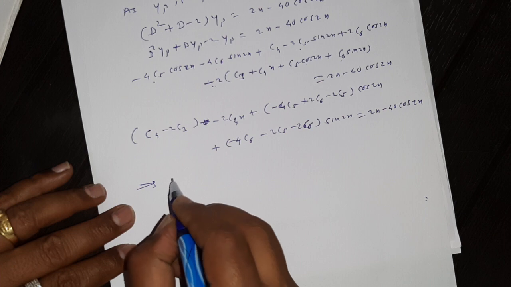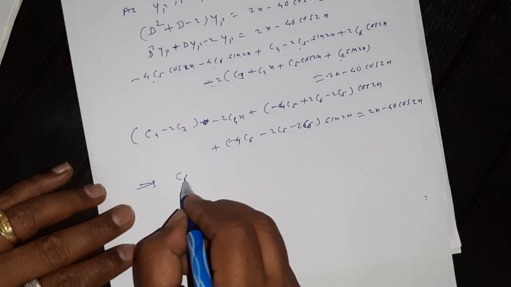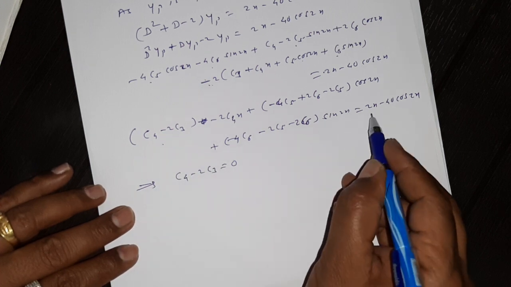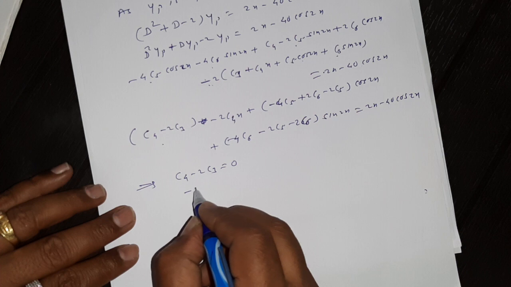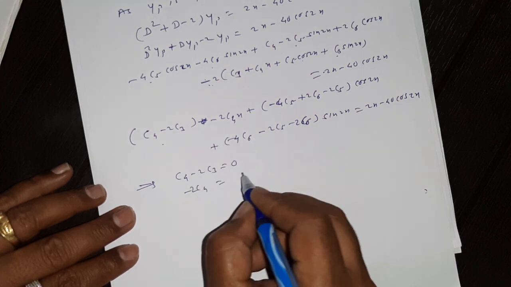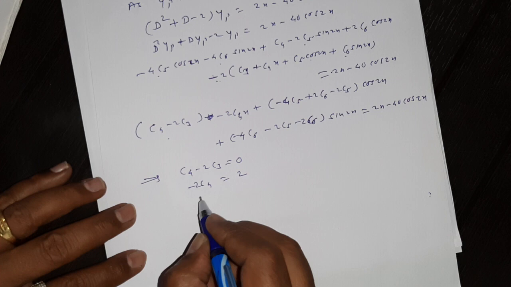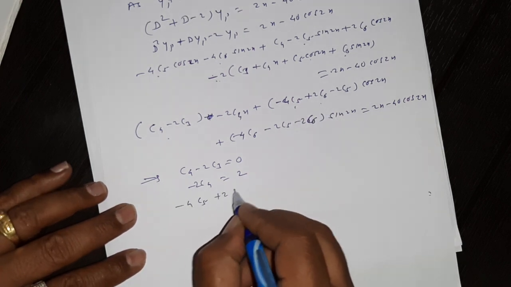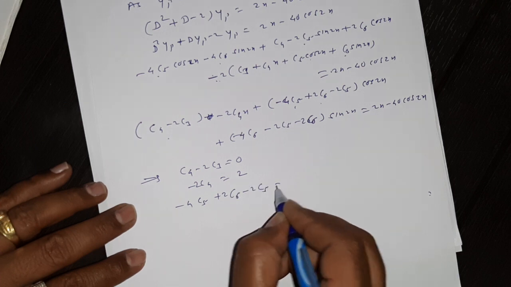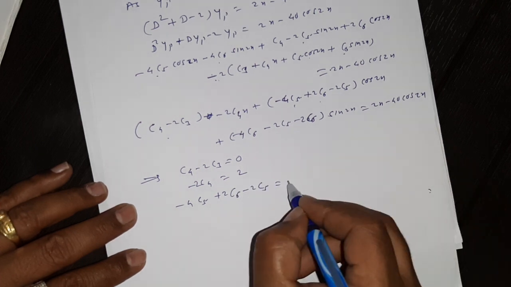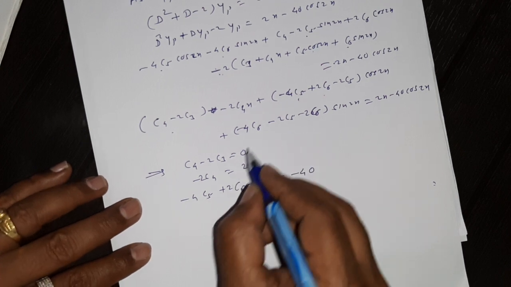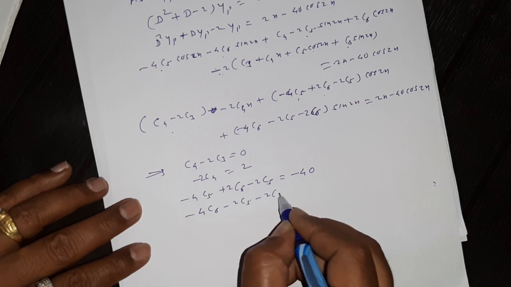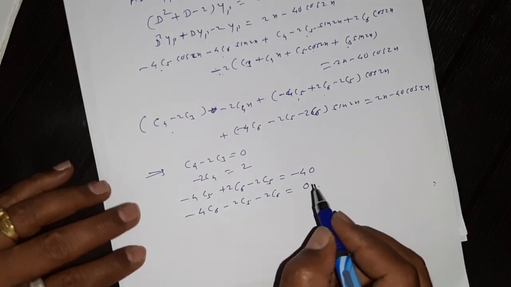And this implies, comparing the LHS and RHS, c4 minus 2 c3 is equal to 0. The constant coefficient in LHS is this, and in RHS is 0. Then the coefficient of x is what? Minus 2 c4, and in RHS it is 2. The next equation, minus 4 c5 plus 2 c6 minus 2 c5 is equal to minus 40, the coefficient of cos 2x. And the coefficient of sin 2x is what? In LHS this is the coefficient, and in RHS the coefficient is 0.